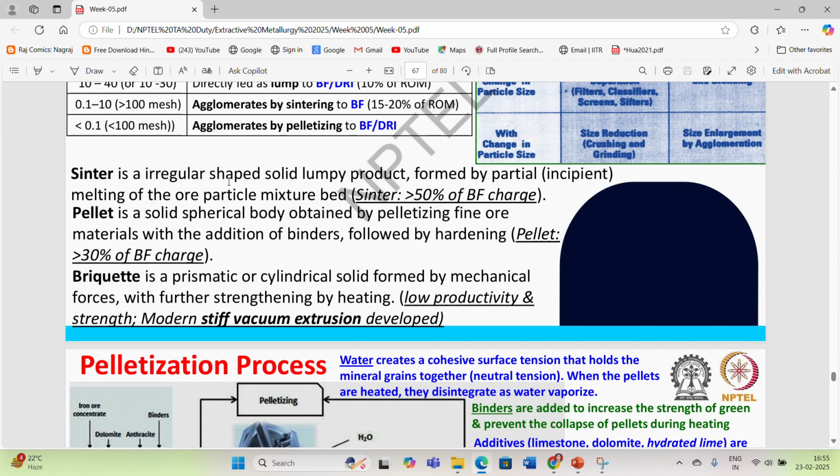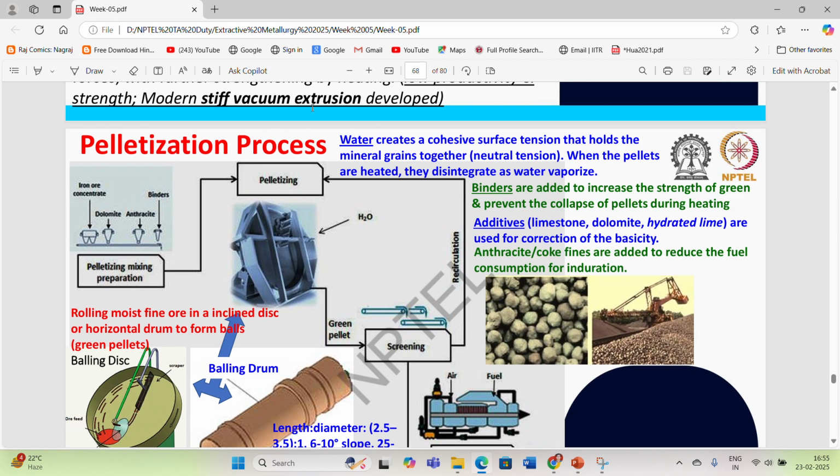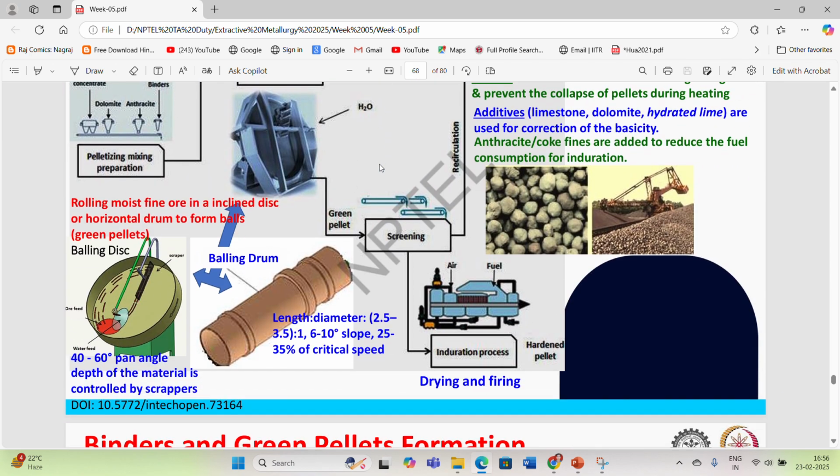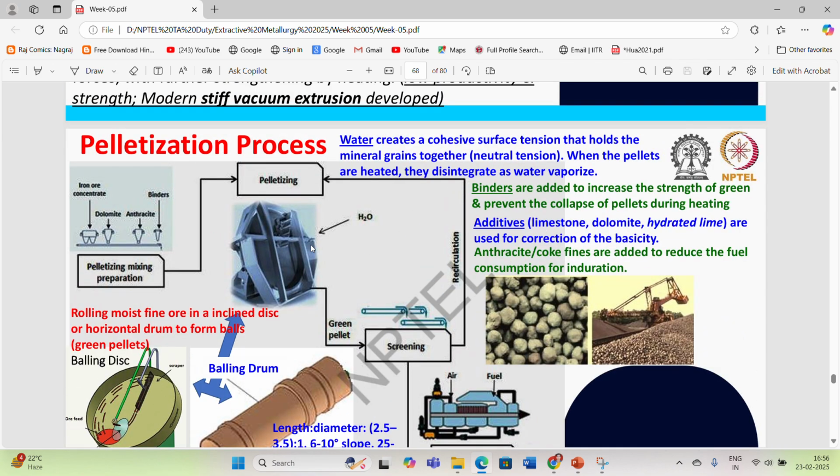Then there is briquette, which is a prismatic or cylindrical solid formed by mechanical forces, with further strengthening by a heating process. But it has low productivity and strength, and modern stiff vacuum extrusion was developed. Then, in the pelletization process, we need a pelletizer, and pelletizers can be a disc pelletizer or a drum pelletizer. Based on our requirements, we can go for any type of machine.